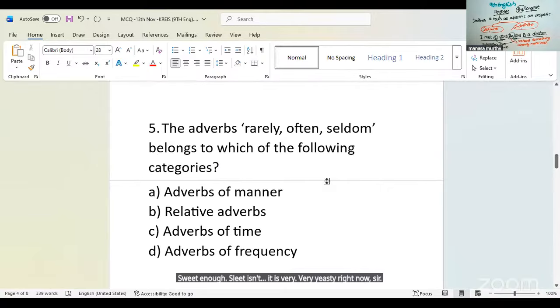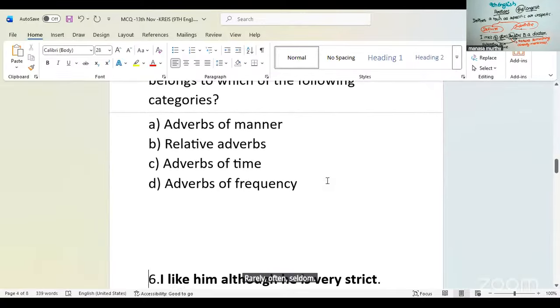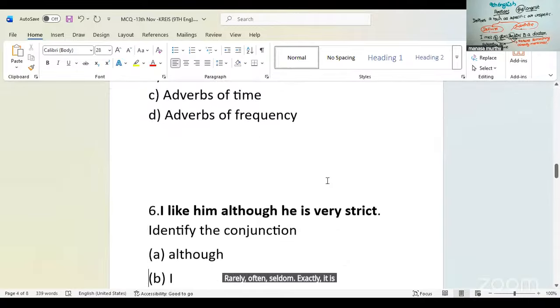The adverbs rarely, often, seldom belong to which of the following categories? Manner, relative adverbs, adverb of time, frequency. Rarely, often, seldom. Exactly, it is option D, adverbs of frequency.